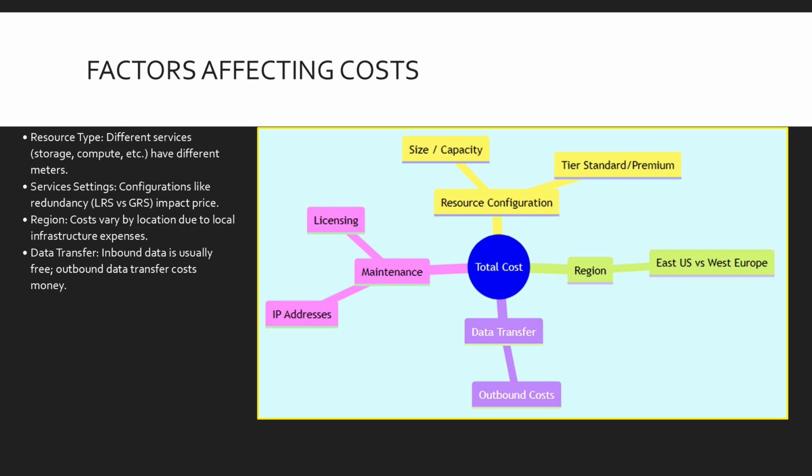This mind map breaks down the components of total cost. We see resource configuration branching into size and tier. Region highlights that location matters. Data transfer specifically flags outbound costs. Maintenance includes often overlooked items like IP addresses and licensing. All these factors aggregate to form your final consumption bill.